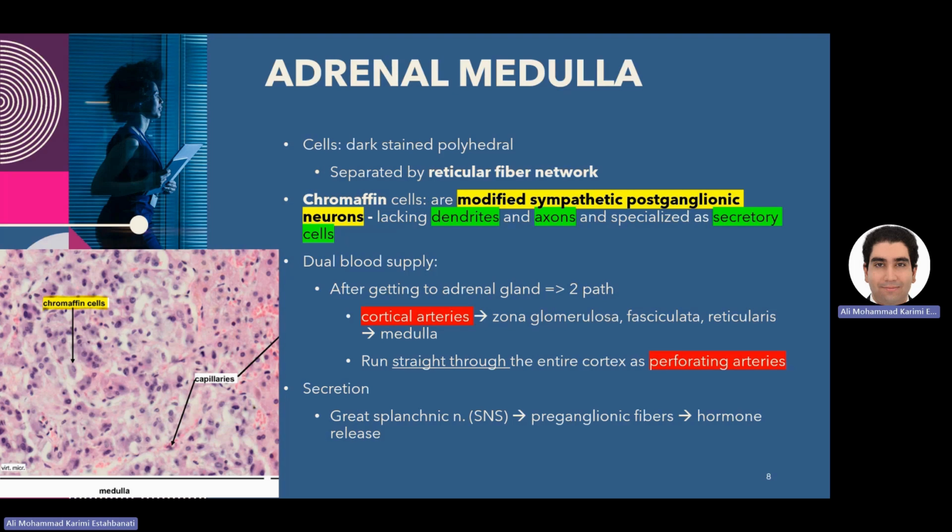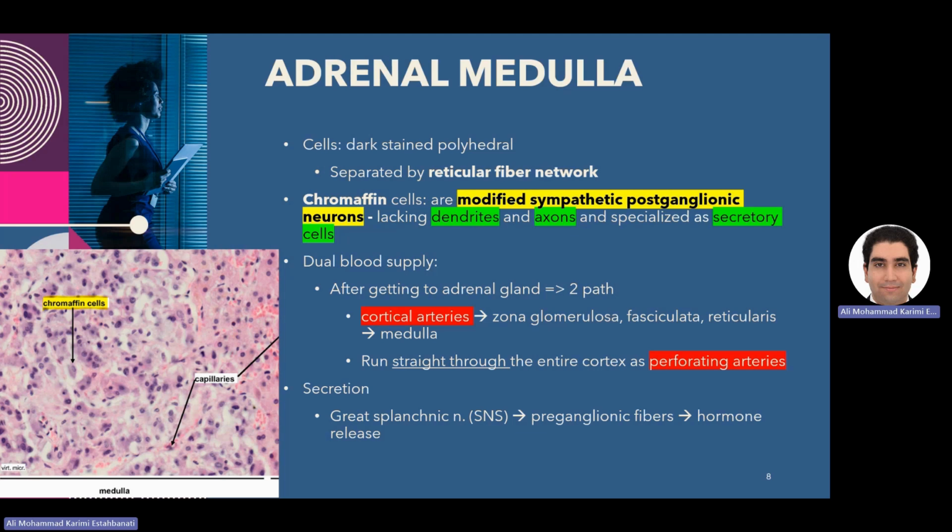So all these together has caused for us to call them chromaffin cells. Now, the medulla has dual blood supply. What does that mean? That means that there are two different versions of blood being supplied into that area. One, we already talked about it. The suprarenal arteries become cortical arteries, and the cortical arteries go through all the three different zones and then to the medulla. We already went through this.